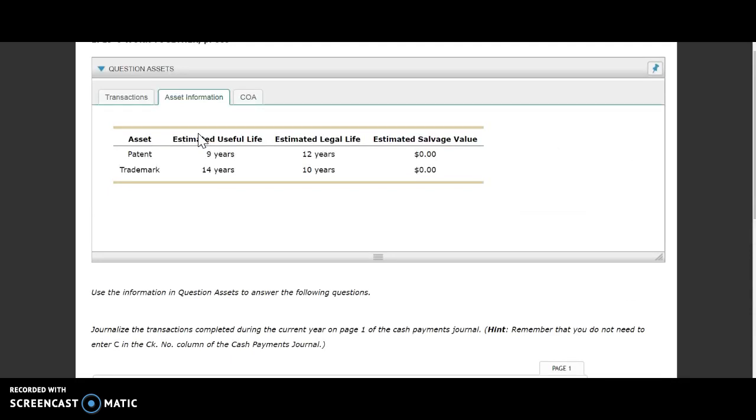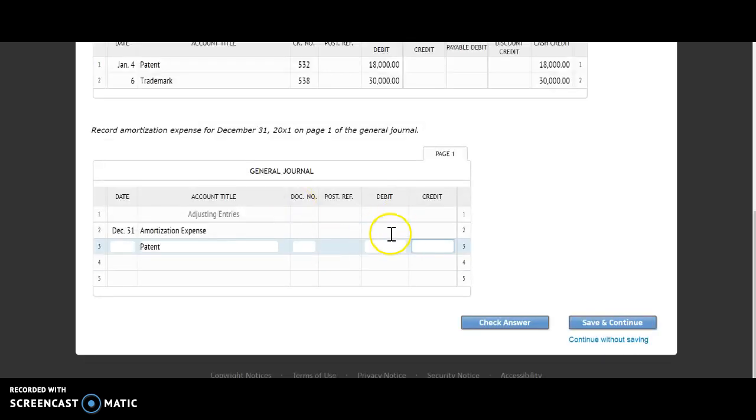Okay, we're then going to take the $18,000 divided by the estimated life. Now, here they're giving us 2 estimated lives, useful life and legal life. So what they're saying here is that the legal life of the patent is 12 years. However, they're assuming that they're only going to be able to use it for 9 years. What we're going to do here is use whichever one is smaller. So we're going to take that $18,000 divided by 9 useful years, and that will give us 2,000. So we're going to debit 2,000 to the expense and credit 2,000 to the patent.